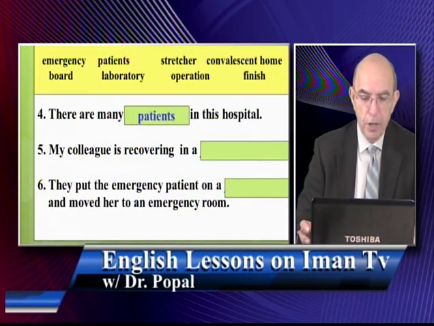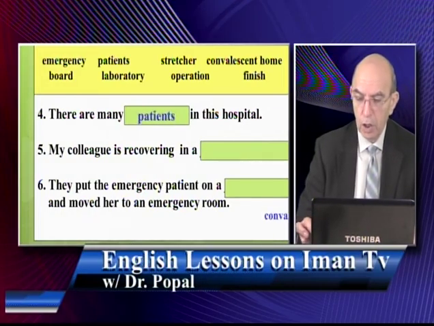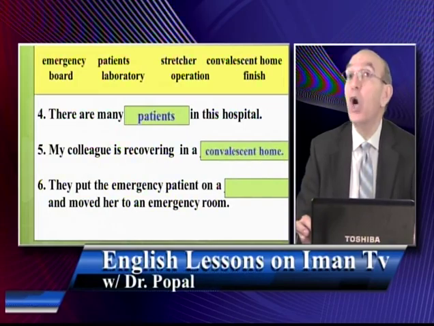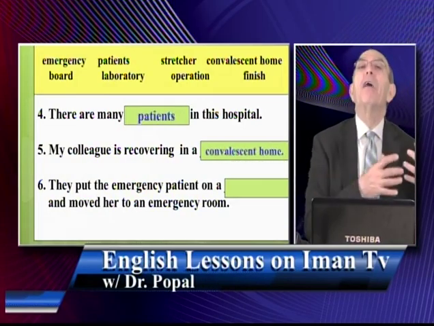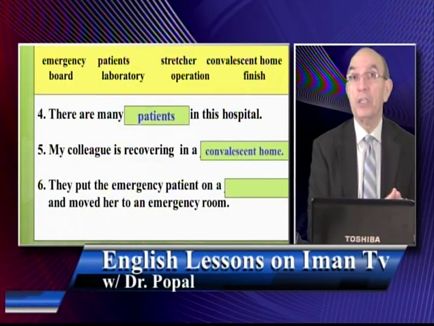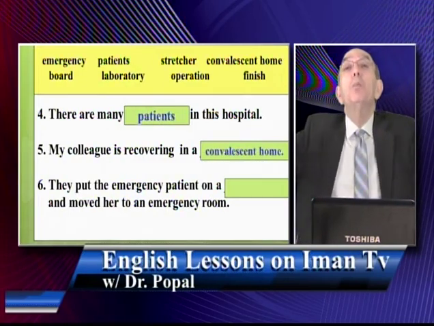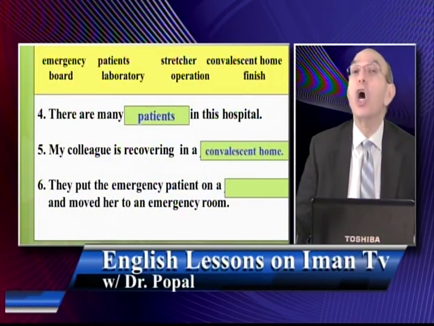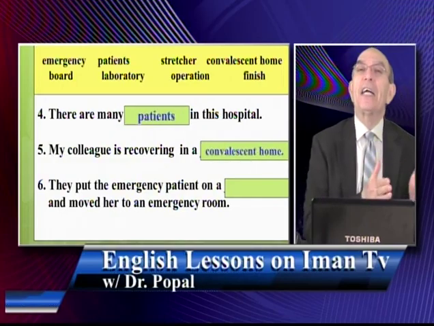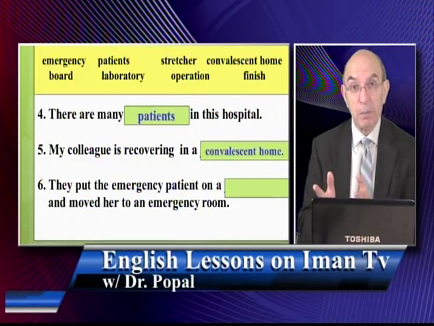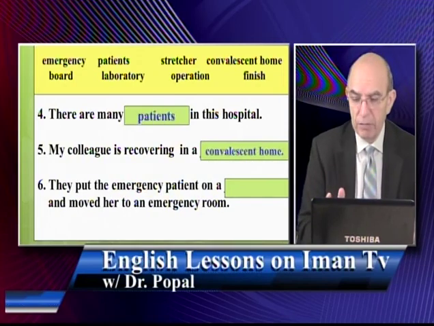Number 5. My colleague is recovering in a convalescent home. Convalescent home. Sometimes people have an operation. They go to the hospital. They stay in the hospital for 3 to 5 days. Then they need more care. They send them to a convalescent home. Convalescent home is also like a clinic or like a hospital where people go after operation to recover.